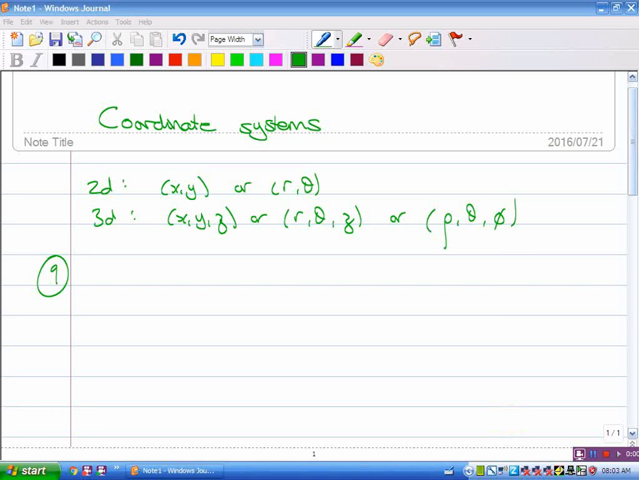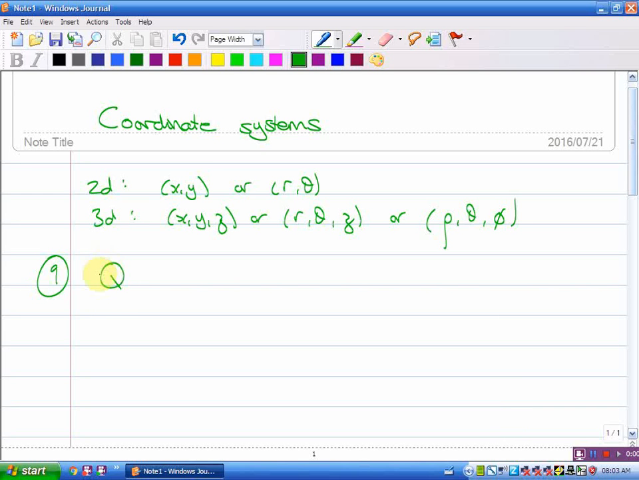So I'm going to do number 9. Number 9 says, given the point, so I'm going to start with points and then go on to 2-dimensional regions and then go on to 3-dimensional regions. Given the point Q, root 2, root 6, 2 root 2 in rectangular coordinates, so that's x and that's y and that's z, express Q in cylindrical and spherical coordinates.